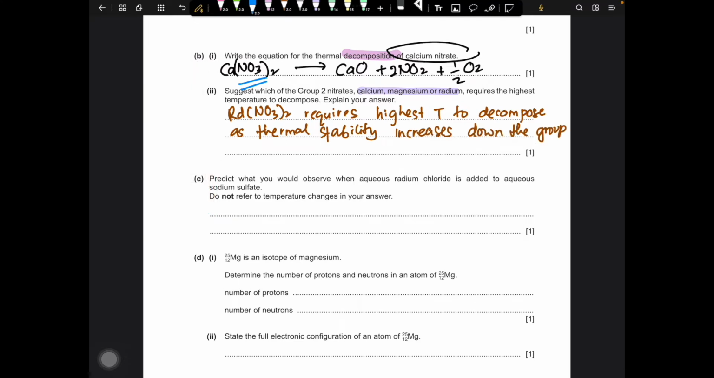Next question, when aqueous radium chloride is added to sodium sulfate, just a simple reaction will happen here. We have radium chloride and sodium sulfate reacting together, so the anions will be swapped. We will be producing radium sulfate. As we know, radium sulfate is a solid, so it will produce a white solid. Since the question asks for only one observation, you will see a white precipitate.